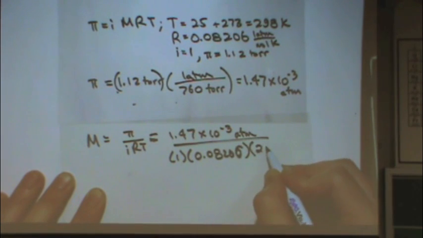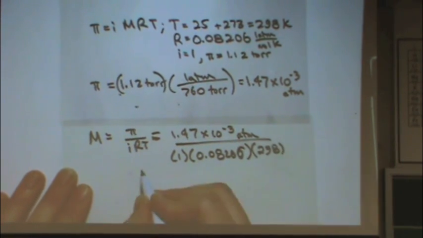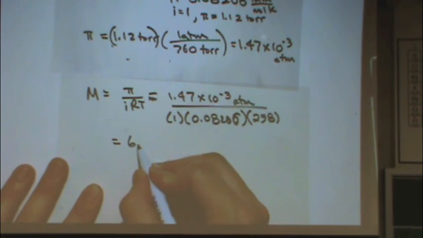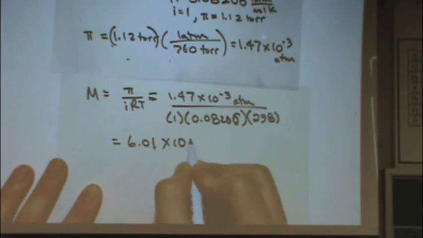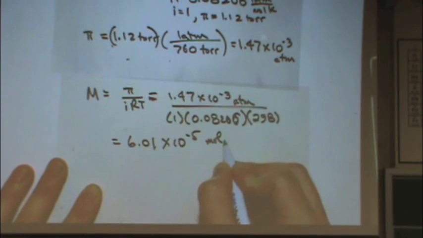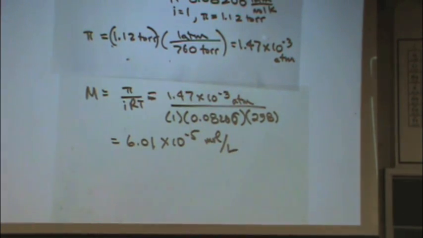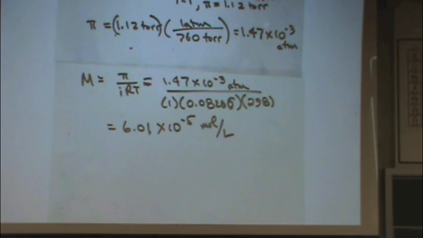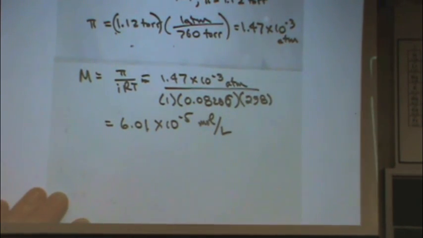And T is 298. M turns out to be 6.01 times 10 to the minus 5, and because it's molarity, it's moles per liter, and you could double check the units, and that's exactly what you get. So there's molarity. Now I need to convert to the unit I was asked for, and that's not molarity, I was asked for molar mass. So I want grams per mole.